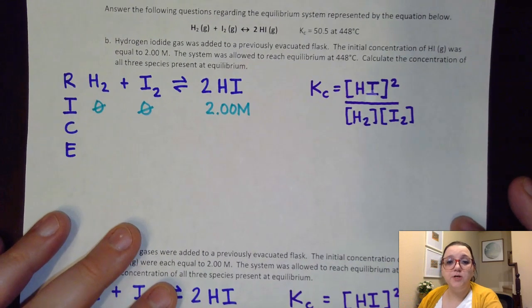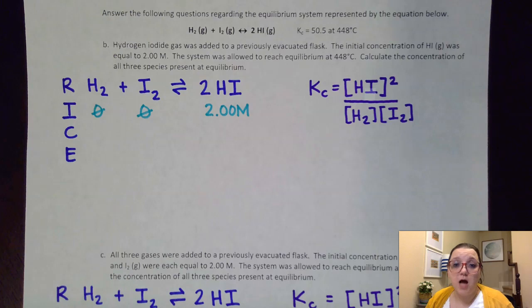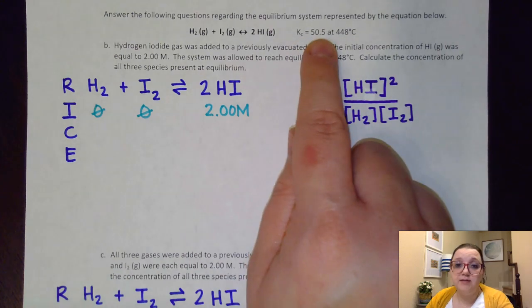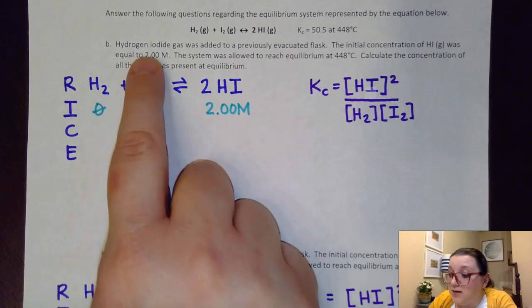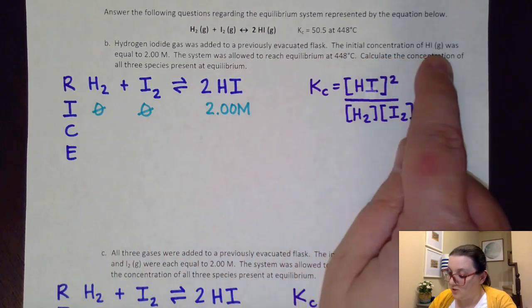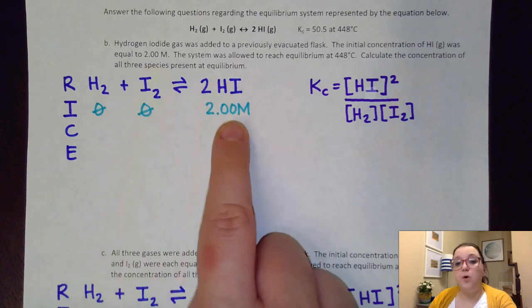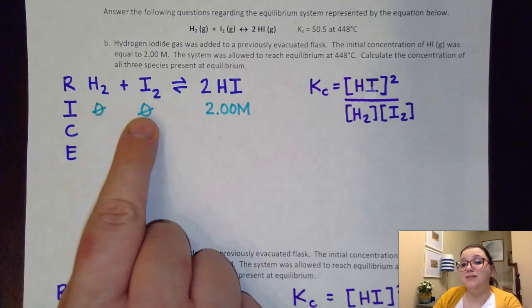So on the top of the next page, we notice that we're dealing with the exact same equation that we saw on the previous page, H2 plus I2 back and forth between 2HI. Again, we have that same Kc value at 448 degrees Celsius. So same temperature, same Kc value, all of that. Then it says here that hydrogen iodide gas was added to a previously evacuated flask. The initial concentration of HI was equal to 2.00 molar, so that's what I plugged in here. But you notice they didn't mention anything about H2 and I2 initially here, and so therefore I assumed that both of those were starting off at 0.